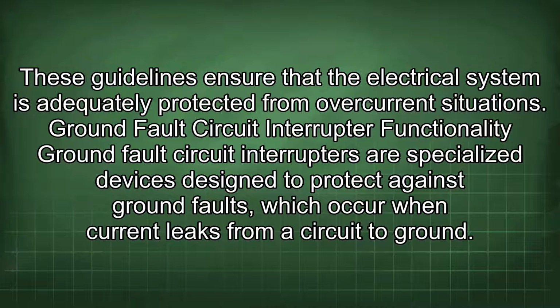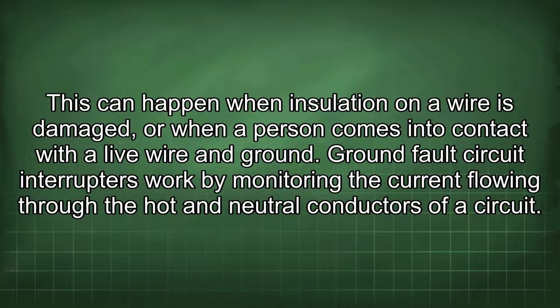Ground fault circuit interrupter functionality. Ground fault circuit interrupters are specialized devices designed to protect against ground faults, which occur when current leaks from a circuit to ground. This can happen when insulation on a wire is damaged, or when a person comes into contact with a live wire and ground.